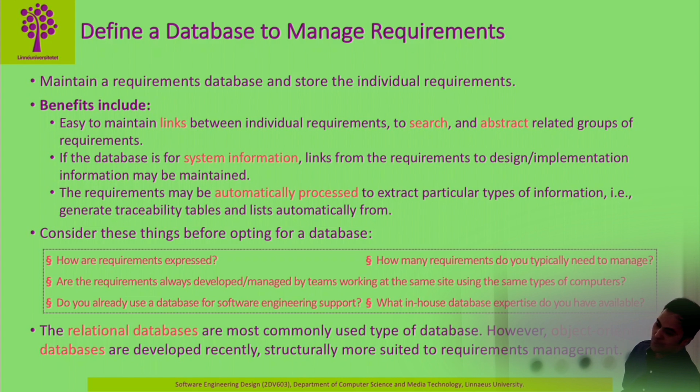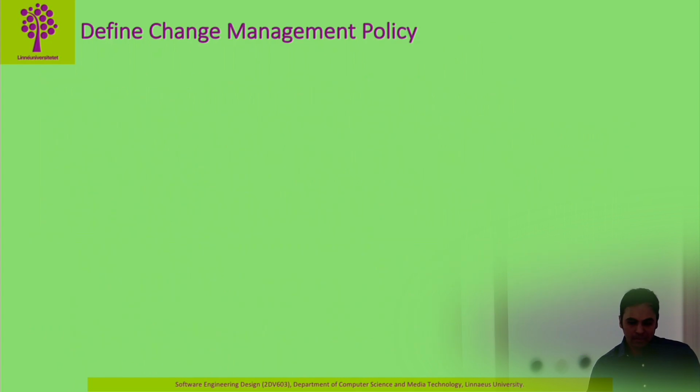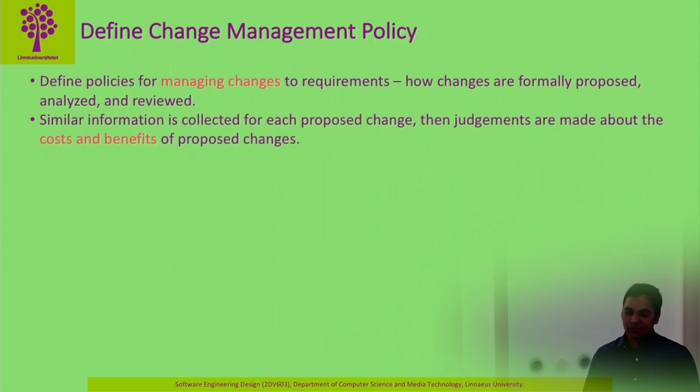These days requirements are not only text, there are models, there are diagrams, there are figures, there are tables. So this object-oriented database is useful to represent those kinds of object-oriented requirements. So you also need to define a change management policy. Once we are concerned with change and how we want to manage those changes, we need to have a policy. We need a guideline or principle for how we want to manage those requirements or changes in the requirements.